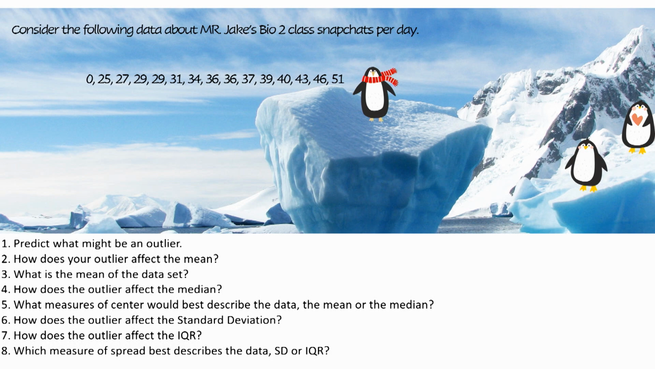All right? So consider the following data from Mr. Jake's Bio 2 class, Snapchats per day. And here's our information. Predict what might be an outlier. How does your outlier affect the mean? What is the mean of the data set? How does the outlier affect the median? What measure of center would best describe the data, the mean or the median? How does the outlier affect the standard deviation? How does the outlier affect the IQR? And which measure of spread best describes the data, the standard deviation or the IQR? I'm going to let you work this, either by yourself or you and your table partner. Once you get your answers, come back to me and let's see what we got.